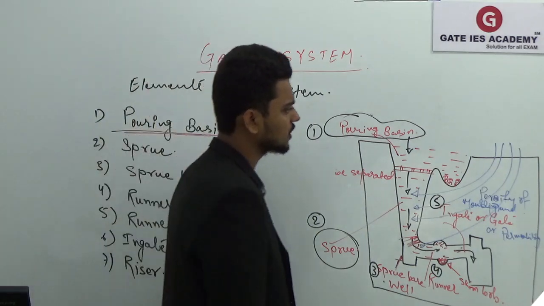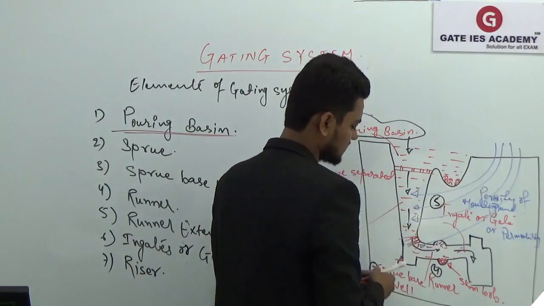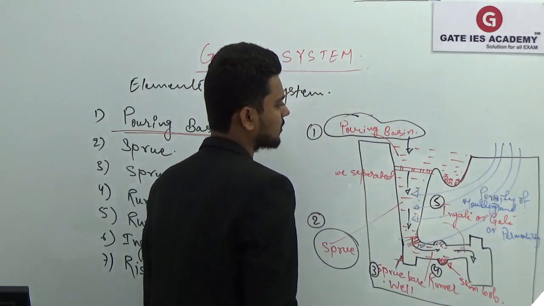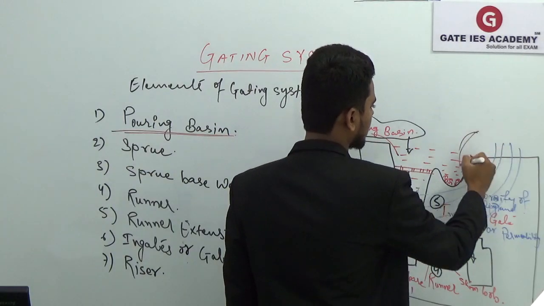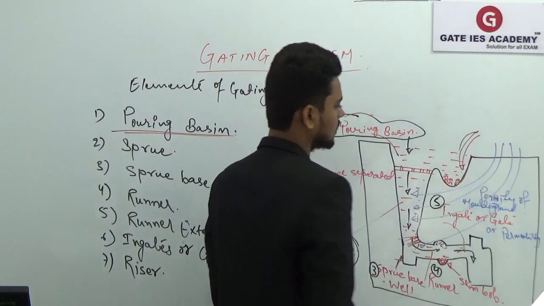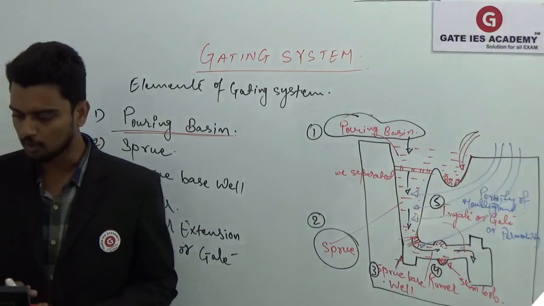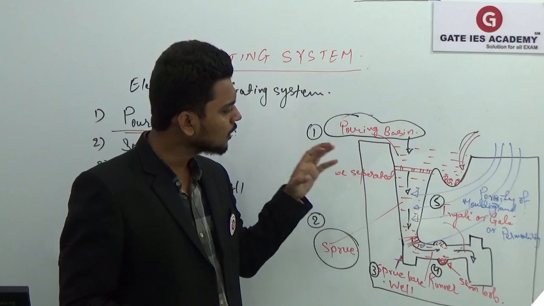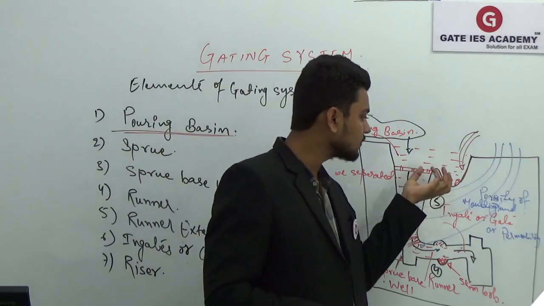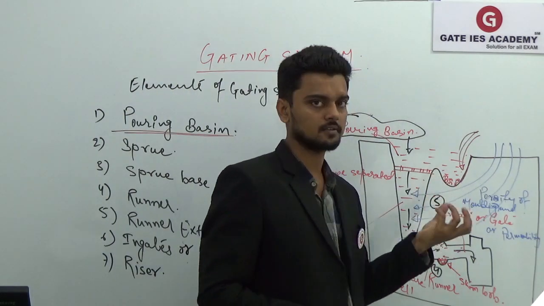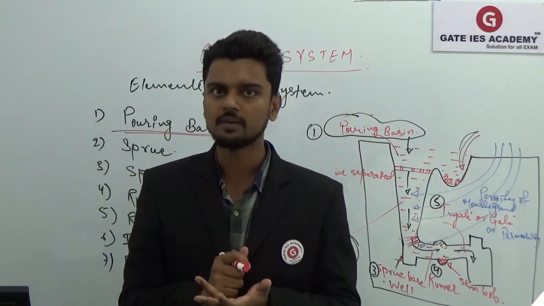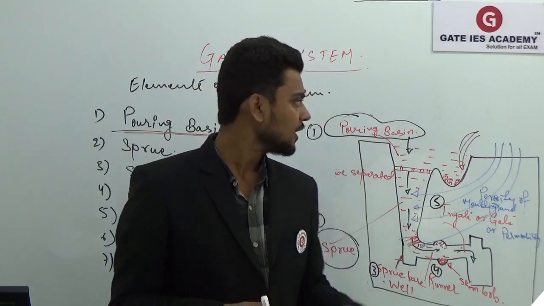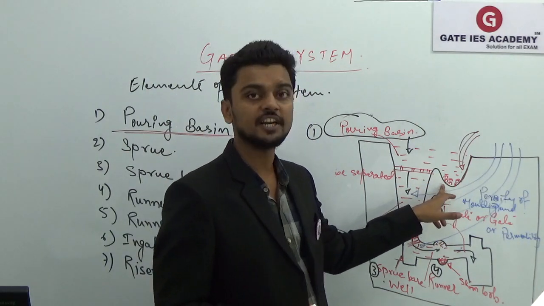That is why here you can see some inclination is given to the surface of your pouring basin. Here we pour the molten metal on the surface, so it will reduce the momentum of your molten metal. This pouring basin will also separate the impurities. So the first thing is a reservoir of molten metal, it reduces the momentum, and it also separates the impurities present in your molten metal.